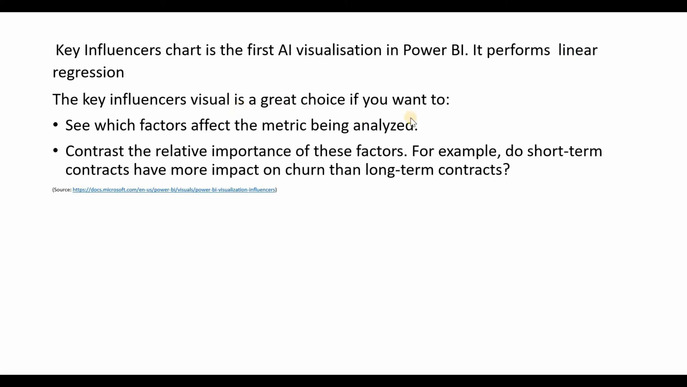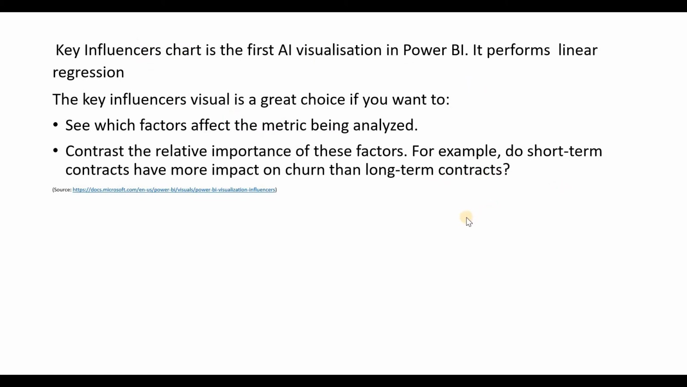Key influencers visual is a great choice if you want to see which factors affect the metric being analyzed and contrast the relative importance of these factors. For example, do short-term contracts have more impact on churn than long-term contracts? In short, if you want a metric to be analyzed and want to find out which factors cause an increase or decrease in the metric and to what extent, we can use the key influencers chart.